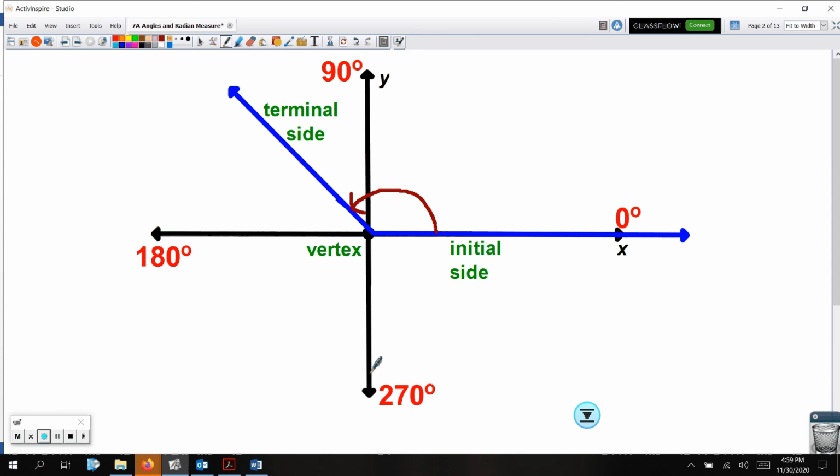Then if we are down here, it's 270. If we come back up to the positive x-axis, that's 360. And we just keep counting in increments of 90, right? Because each of these are right angles, right? The y and x-axis are perpendicular to each other. Okay, so maybe make sure you copy this down.